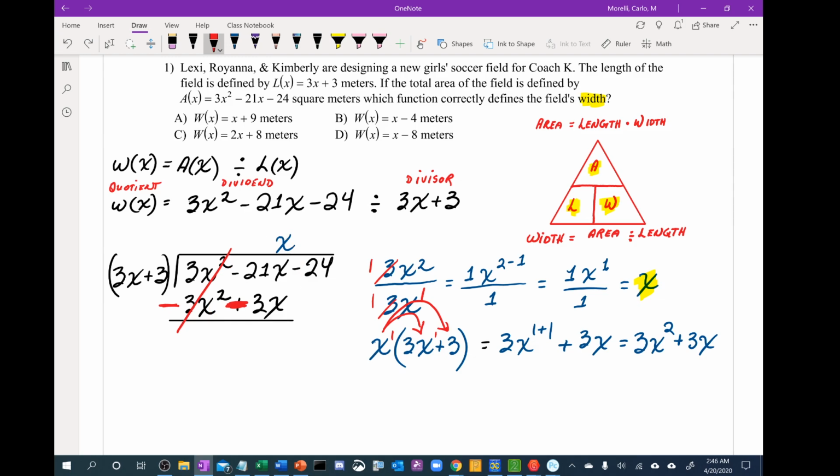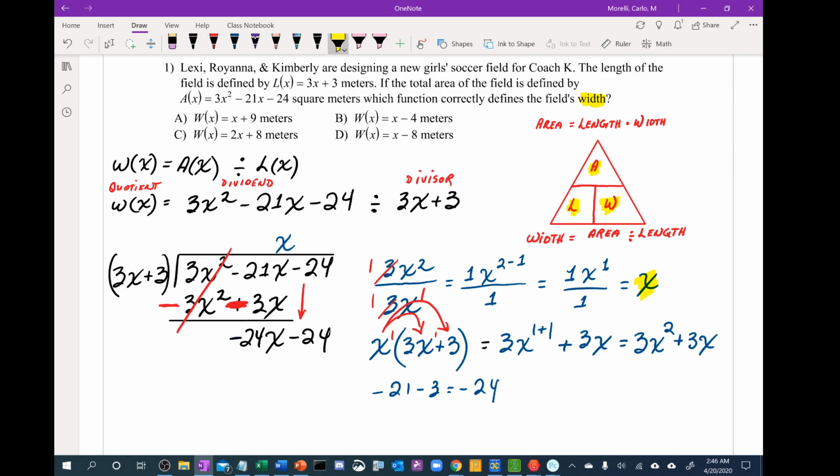So we'll just add down negative 21x minus 3. So think about it. Negative 21 minus 3. Negative 21 minus 3 equals negative 24. So I'll write down here negative 24x. Very good. And now we will bring down the next term. So we bring down this negative 24. And now we kind of start the whole process back over.